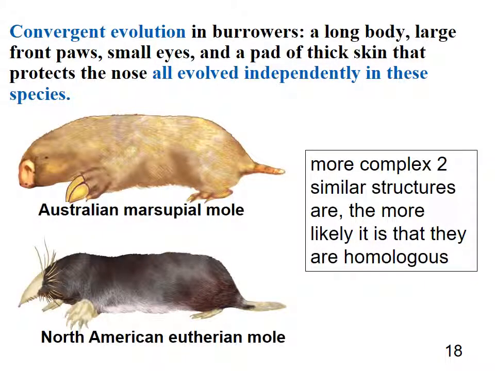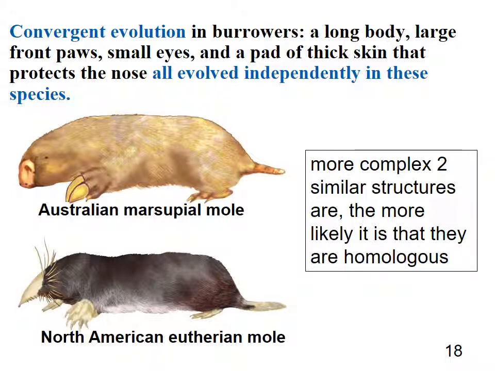If we look at burrowers, they're going to have some convergent evolution happening there. They tend to have a long body, large front paws, small eyes, and a thick pad of skin that protects the nose. However, if we look at the Australian marsupial mole and the North American eutherian mole, that means it's a placental mole versus a marsupial or pouched mole, they're going to have similar structures, but that's convergent evolution because they don't share a common ancestor with those structures.